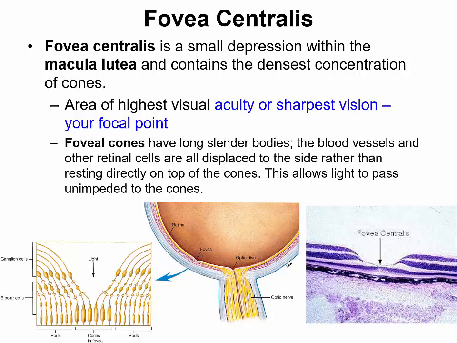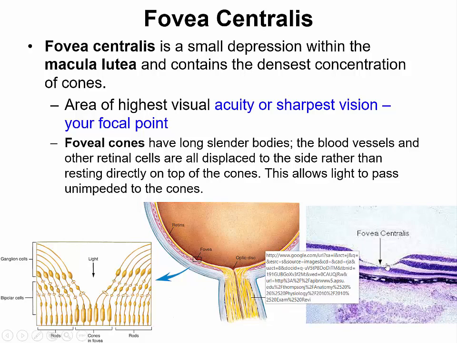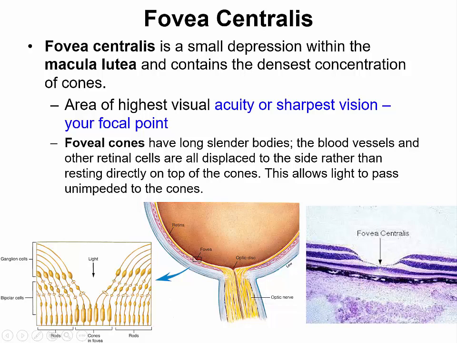The fovea centralis is a small depression within the macula lutea that contains the densest concentration of cones. Now when you're looking back here on the retina, there is an area called the fovea centralis, and the fovea centralis is your focal point. A small depression, here's the fovea centralis here in the retina, and it's a small depression within the macula lutea, which is just an area around that fovea centralis, both of which contain cones. However, the fovea centralis contains the densest concentration of cones.